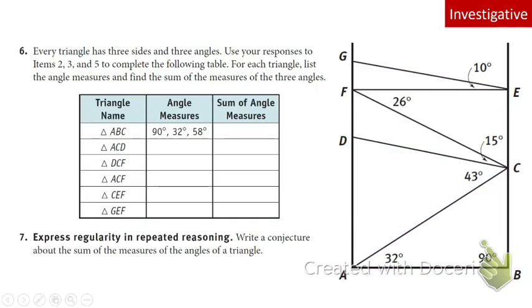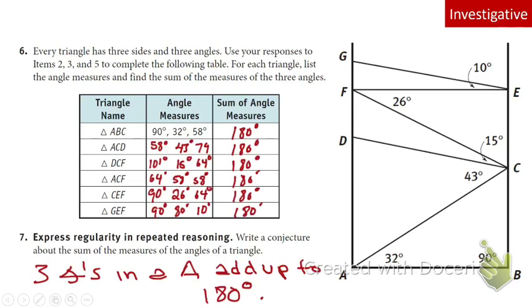Now that you have your chute filled out in number 5, you should be able to do number 6 and number 7. So pause the video at this time and do number 6 and number 7. Welcome back. Once you have this filled in, you should notice that all three angles in a triangle, no matter what, when you add them up, they add up to 180 degrees. Let's move on.